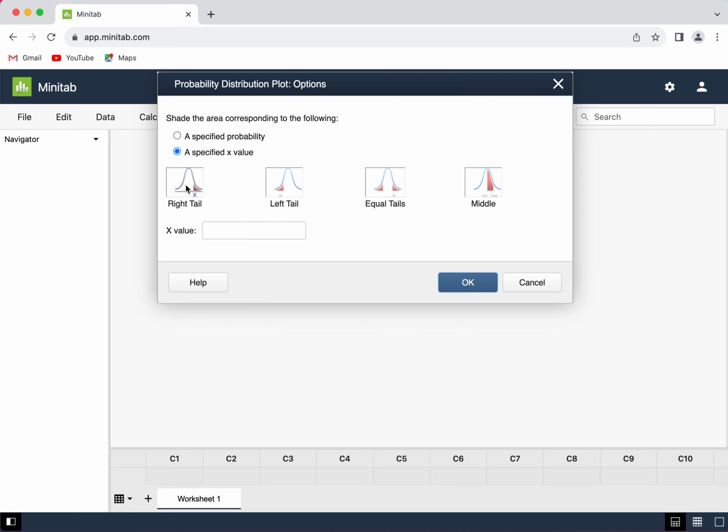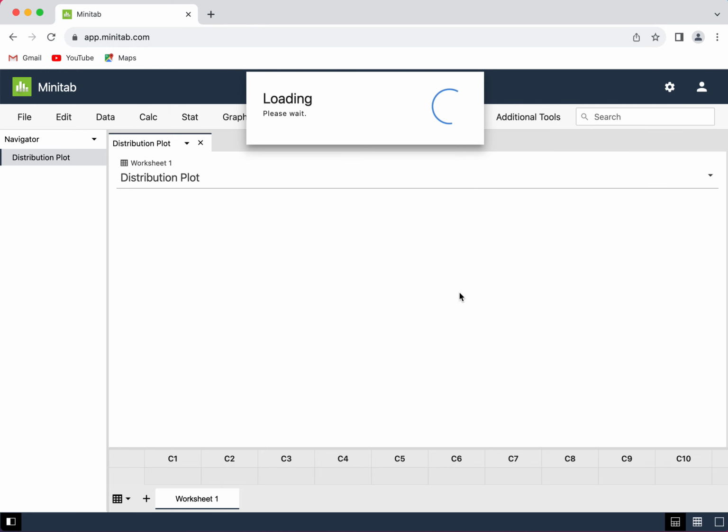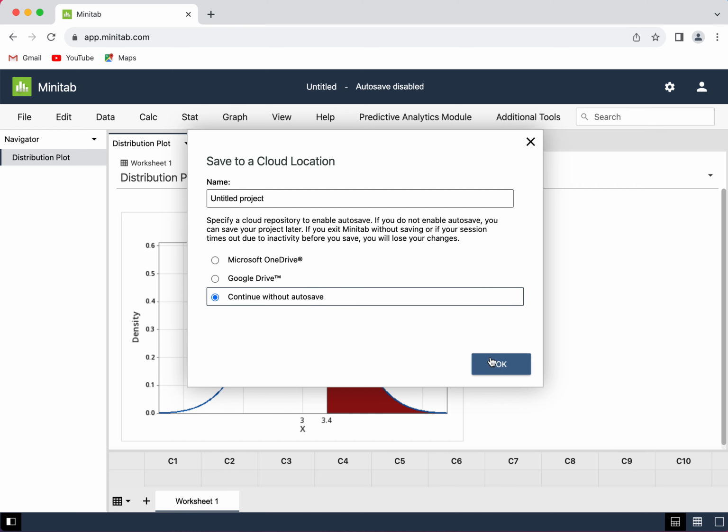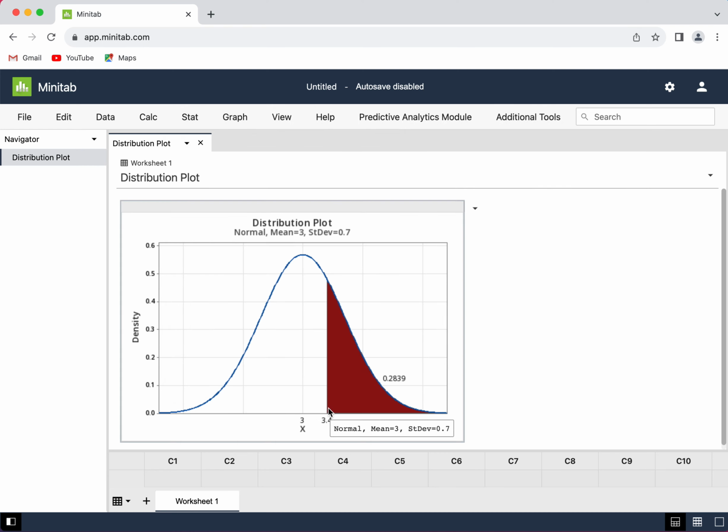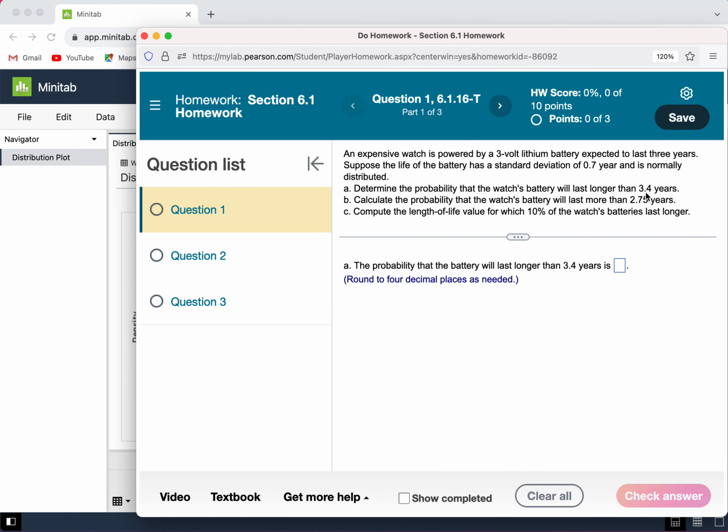We need to switch to specified x value, and our x value is going to be that 3.4. When you're dealing with the normal distribution, you don't have to worry about whether it's strictly greater than 3.4 or 3.4 or greater. Either way, it would give you the same probability, so I can just use 3.4 there. Click OK, click OK again, and here is my graph. So I have the 3.4 marked on the x-axis, I have my mean of 3 and standard deviation of 0.7, and then my answer, my probability, appears above the red shaded area, 0.2839. So I'm going to put that in here.